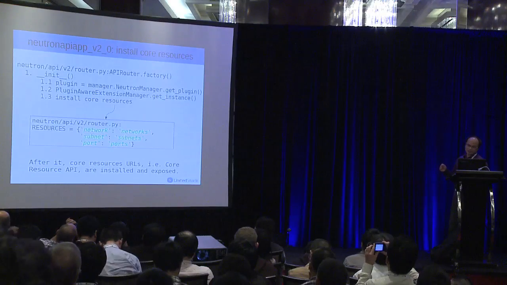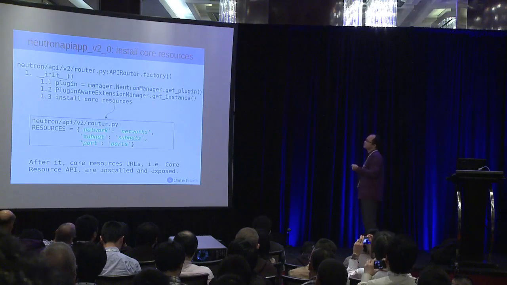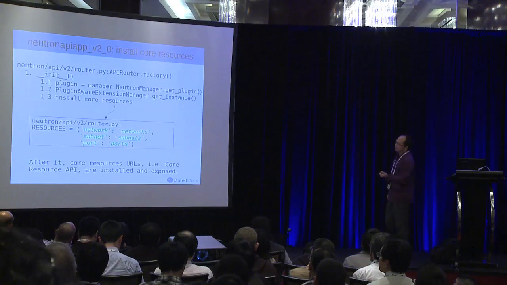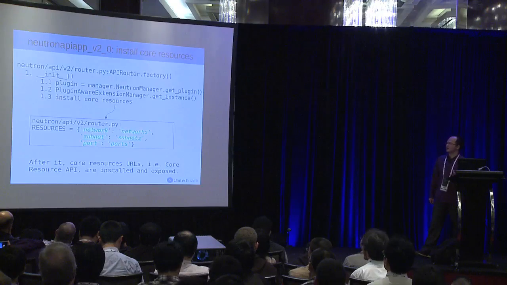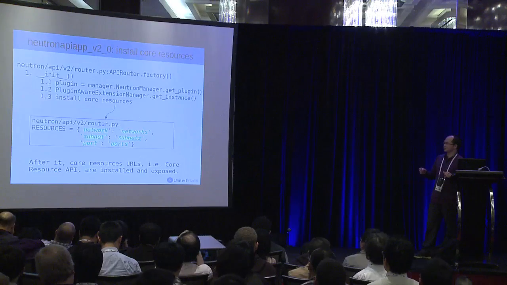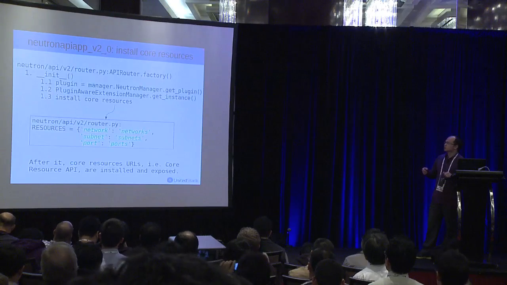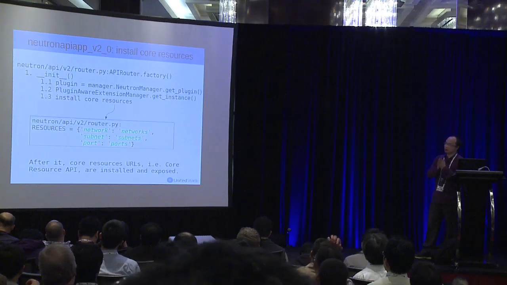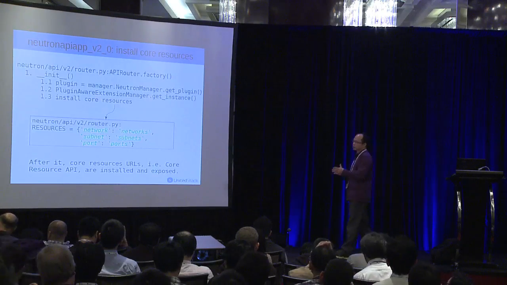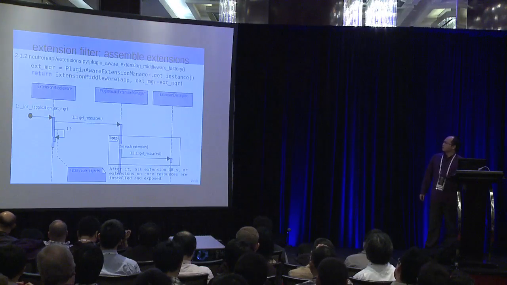Okay, now it is time to install the core resources API. The core resources are defined by the router.py file. Currently, we have three kinds of core resources: network, subnet, and port. Okay, after this step, the core REST API will be constructed and exposed.